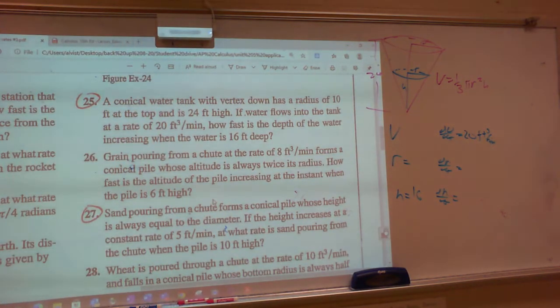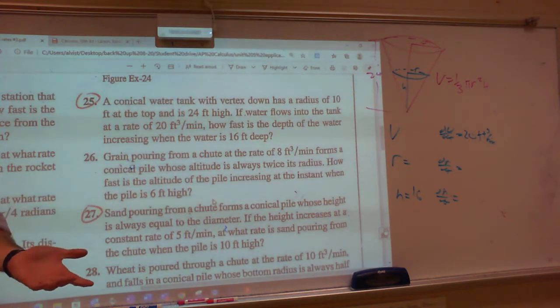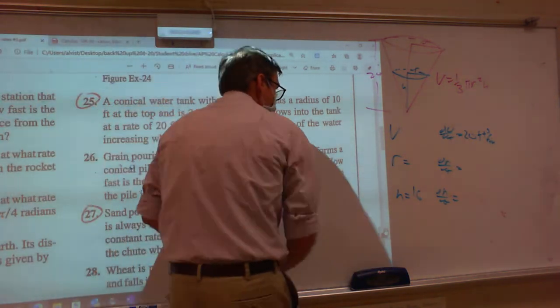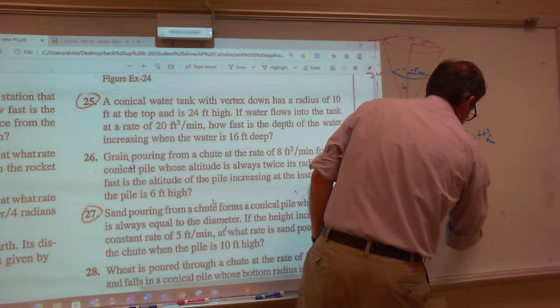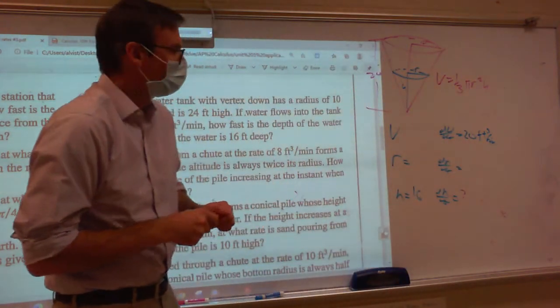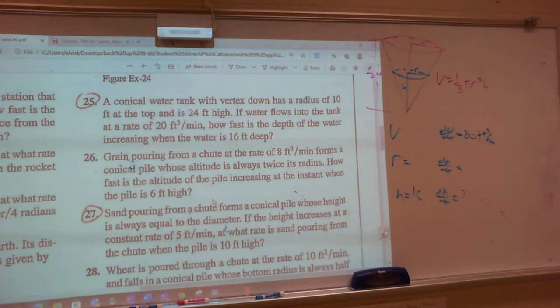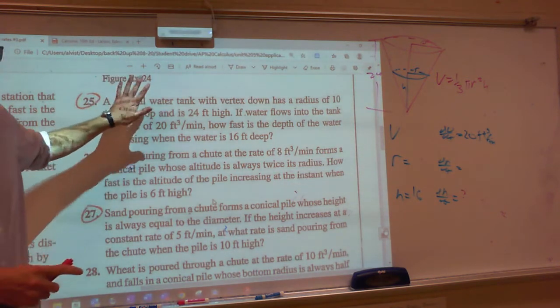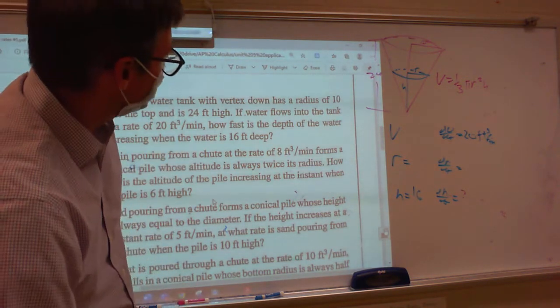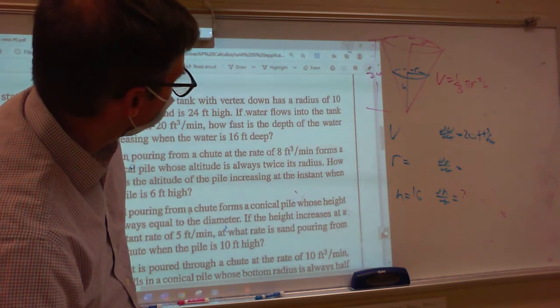What are we looking for? The dH dt. What's the rate that the depth's changing, right? So we're looking for dH dt. Ah, perfect. Is everybody okay with my chart? Okay, we've gotten all the information and I need the board space, so we're going to minimize this.